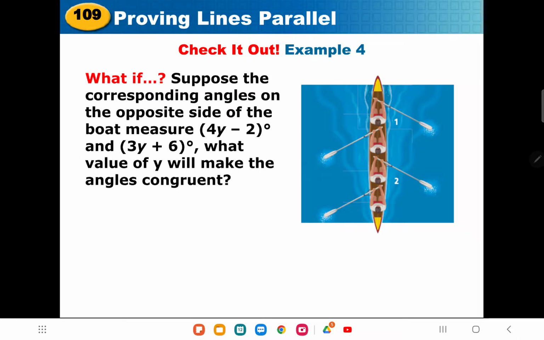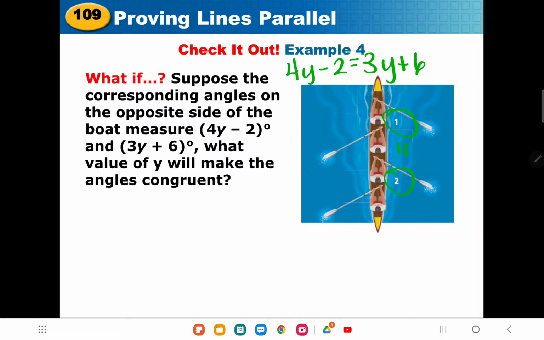Now, let's look at this. Here's an example. Suppose the corresponding angles on the opposite side of the boat measure 4y minus 2 and 3y plus 6. So that's my angles 1 and 2 here. They are corresponding angles. What value of y will make the angles congruent? Well, I want these angles to be equal to each other. So I'll write the equation 4y minus 2 equals 3y plus 6.